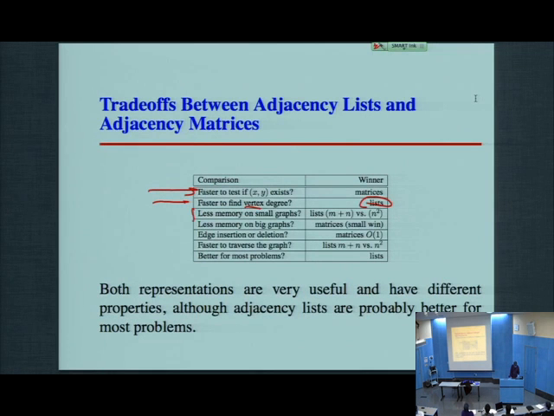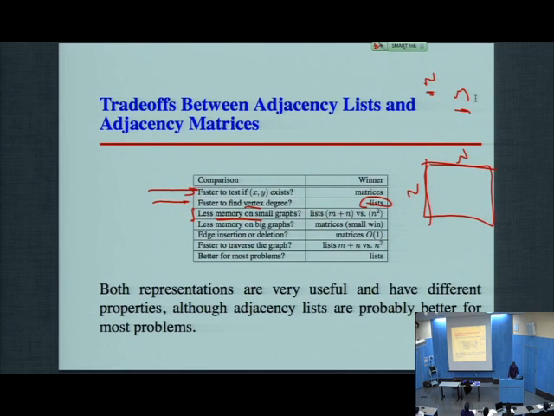Which uses less memory on sparse graphs? If I have a graph with n vertices and m edges, how much space does it take for an adjacency matrix? If I want to represent this graph with m edges and n vertices, I have an n by n adjacency matrix. How much space does it take? N squared, right? Even if nobody's friends, it's n squared, right?